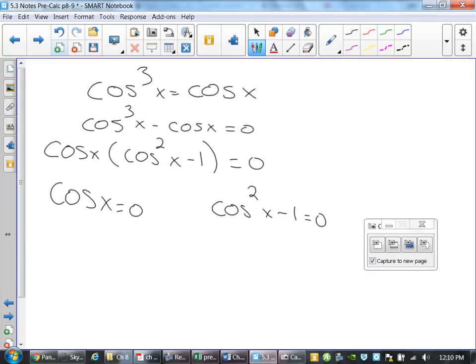So what angle has a cosine of 0? Pi over 2. This one is, what angle has a cosine of plus or minus 1? That's at 0 and pi.